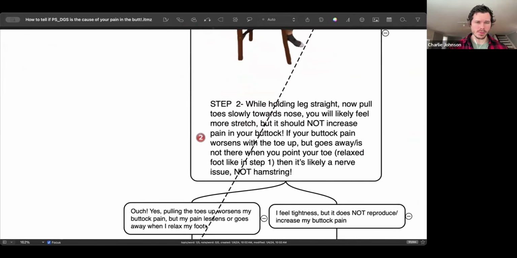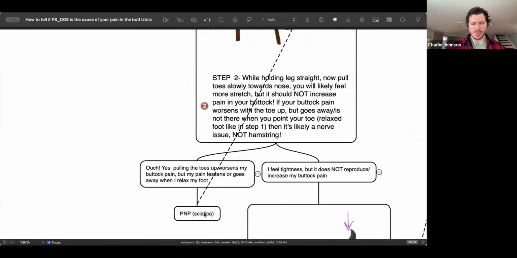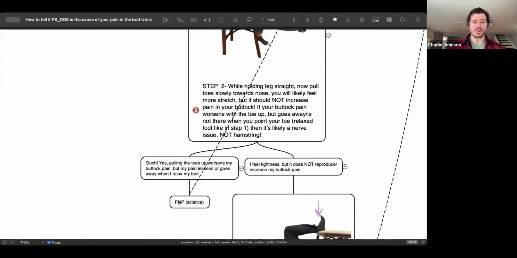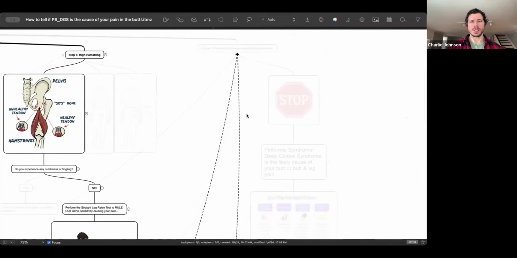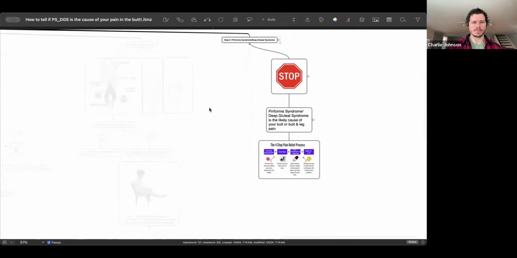So if you say, ouch, yes, pulling toes up worsens my buttock pain, but my pain lessens or goes away when I relax my foot, then again, PNP, just in case you're a clinician watching this, or maybe you're just a curious George like I am, peripheral neuropathic pain, in this case, sciatica, sensitivity of the sciatic nerve, the peripheral nervous system, points towards most likely cause being something deep in the butt, piriformis syndrome, deep gluteal syndrome.